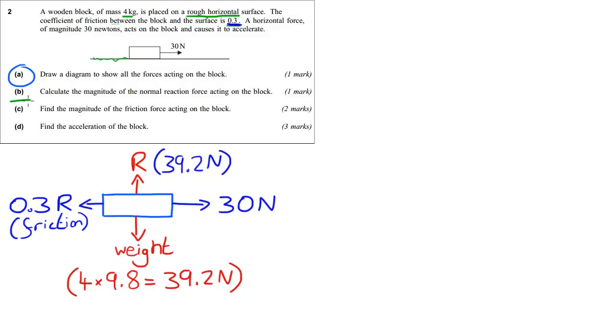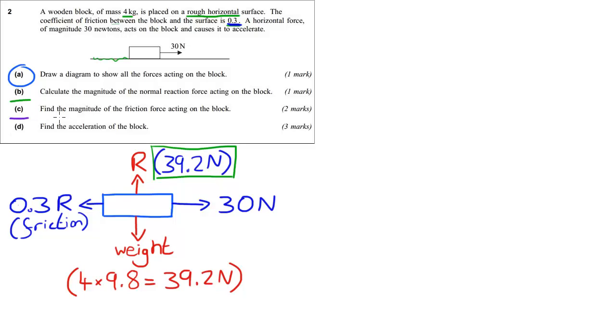So let's do B. We've kind of done it already. Calculate the magnitude of the normal reaction force acting on the block. We've done that. It's there. That's literally it. That's all there is to it. So let's move on swiftly to C.